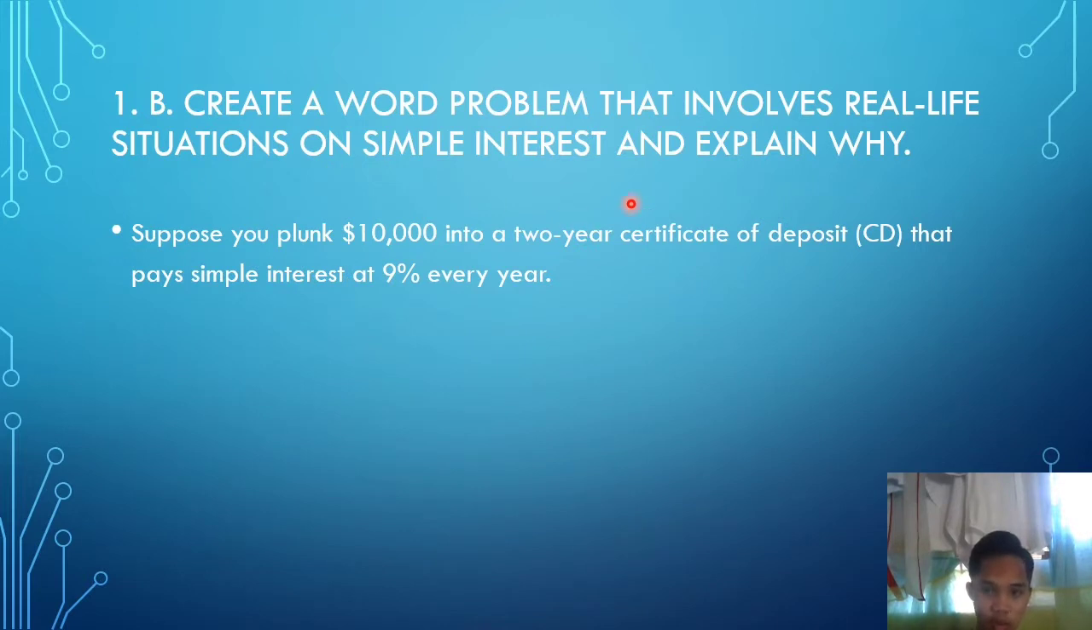And they create a word problem that involves real life situations. Suppose you plunk $10,000 into a 2-year certificate of deposit that pays simple interest at 9% every year. So since this word problem has the words simple interest, and the problem contains the three variables that are needed for the simple interest formula, the principal amount, the time in years, and then the rate. This is a simple interest word problem.